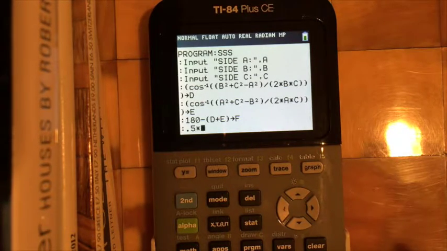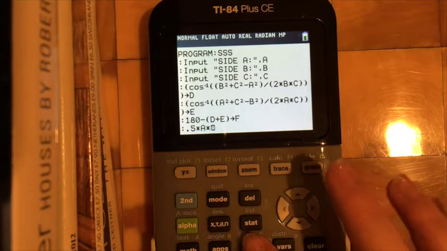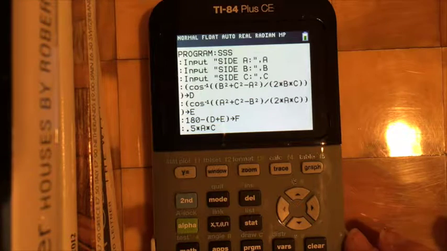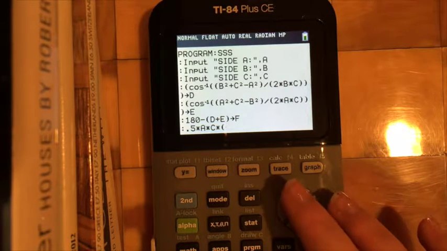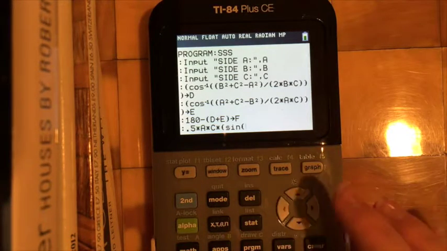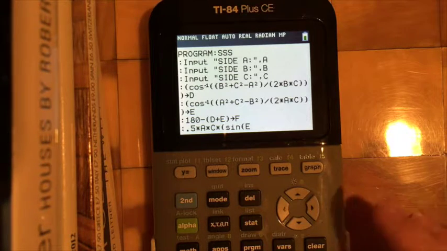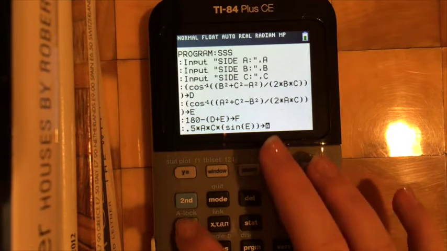Now that I have all of my angles and sides, the last calculation is the area of the triangle. The formula I used for the area of the triangle was 1/2 times side A times side C times the sine of angle B. I stored this under G.